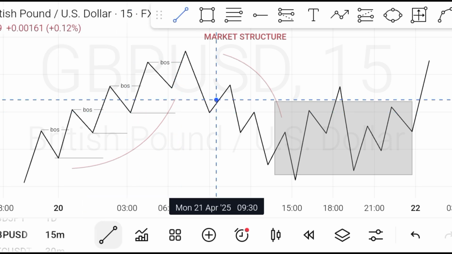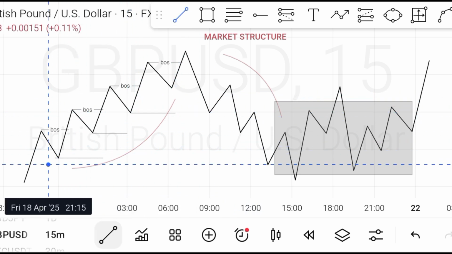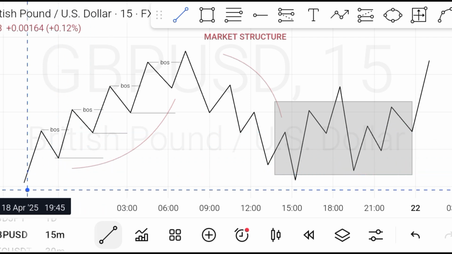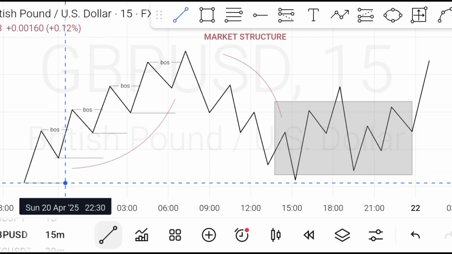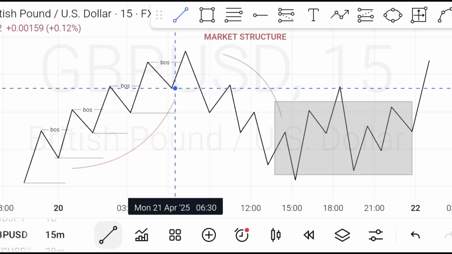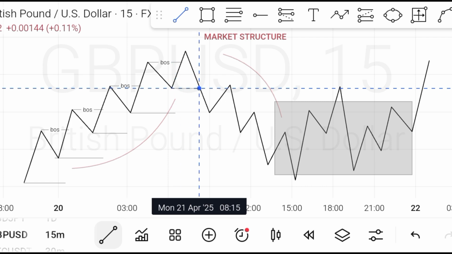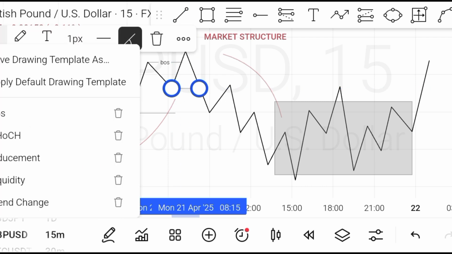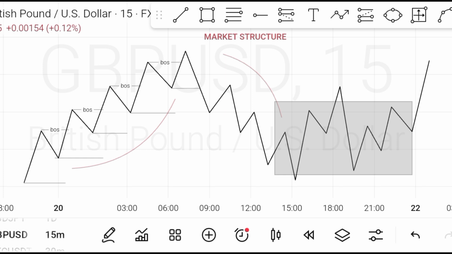So here, lows like this shouldn't be broken. If lows like this are broken, it means the market is about to change. Like in a situation whereby price took out this protected low, what we're going to mark out is a change of character.